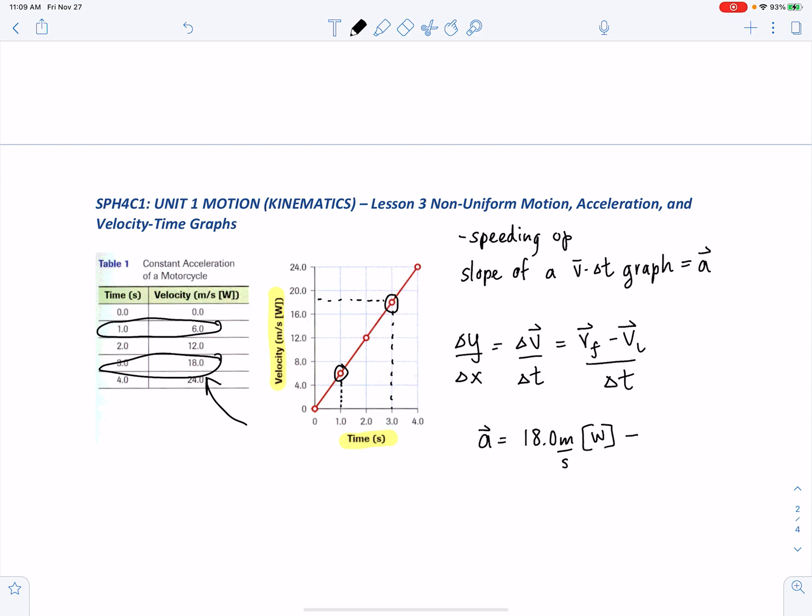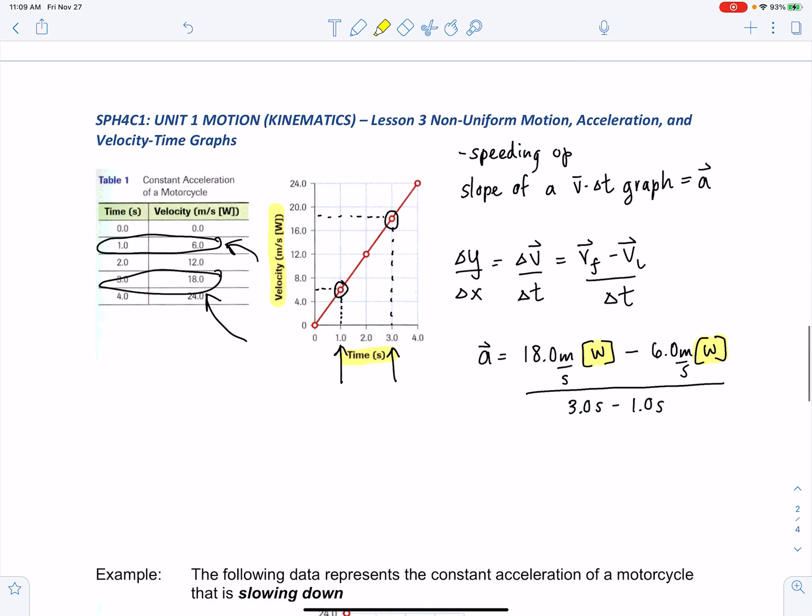We're going to subtract from it the initial velocity, which if we read off the graph or look on our table of values, we see is 6.0 meters per second west. And our elapsed time, we're going from 1 second to 3 seconds, so 3.0 seconds minus 1.0 seconds. And we can proceed to answer this algebraically because both the directions are the same. They're both west. If they weren't the same, then what we would need to do first is to change them so that they are both the same.